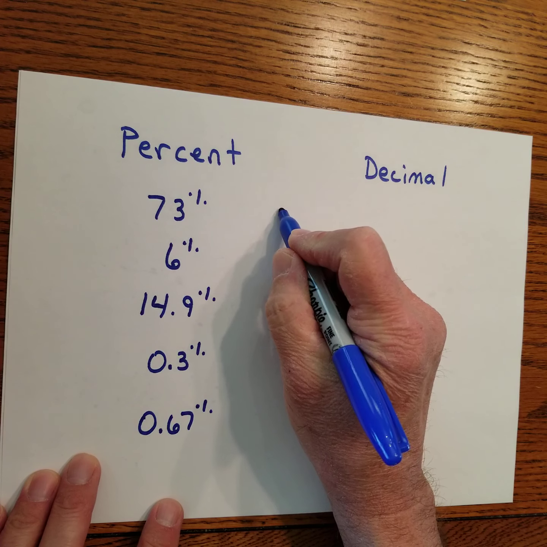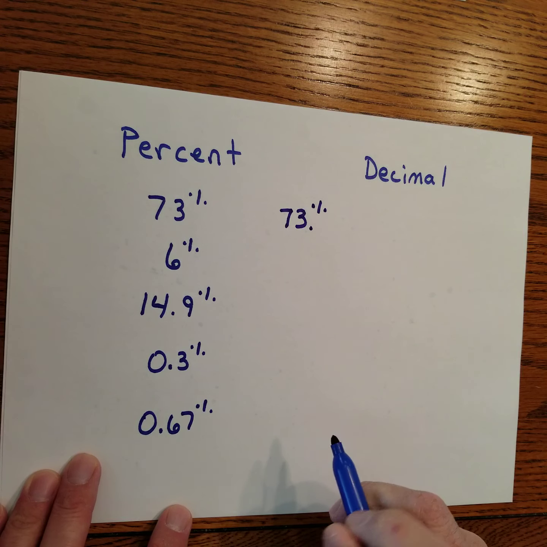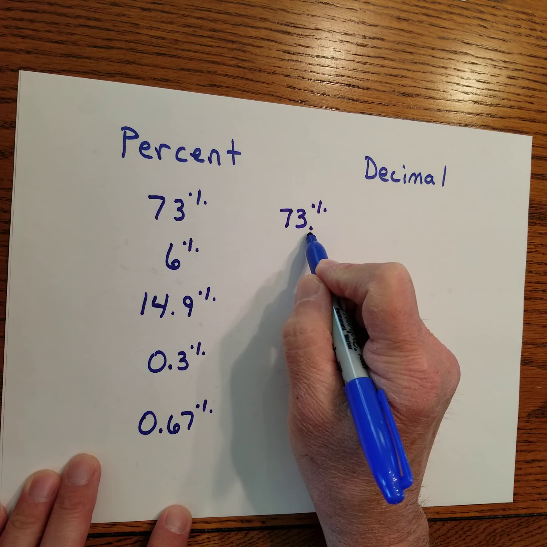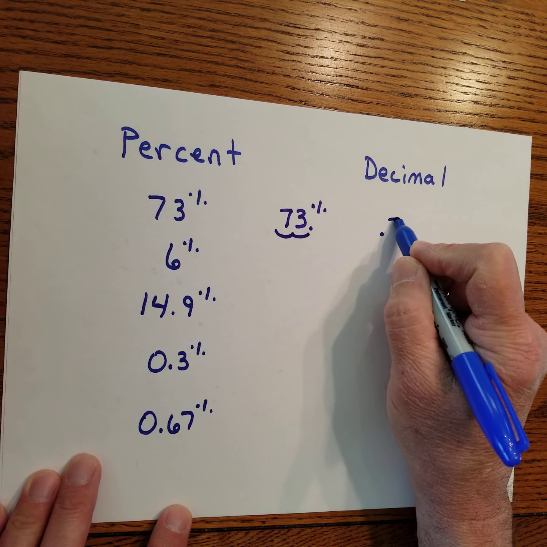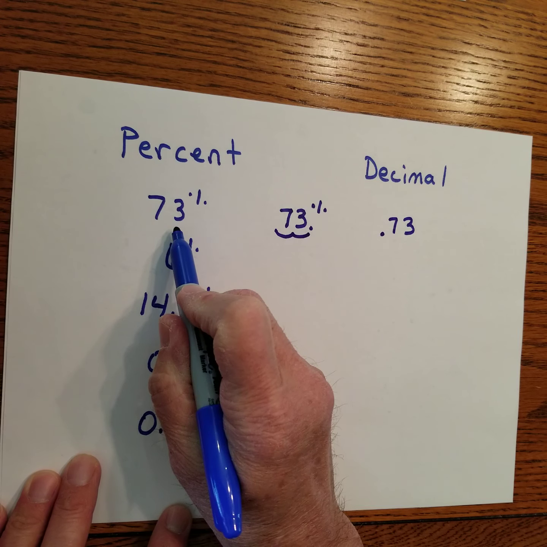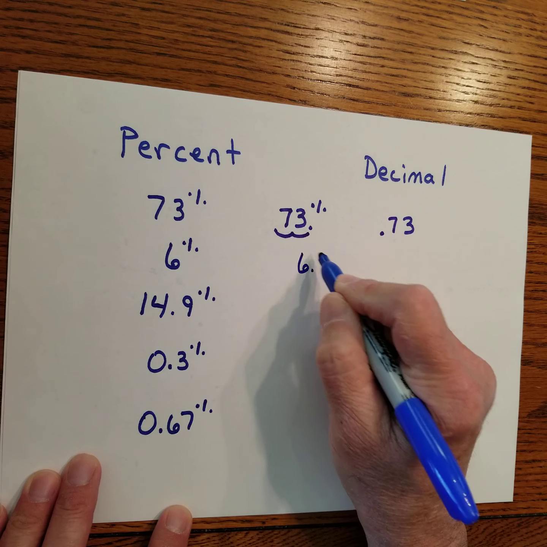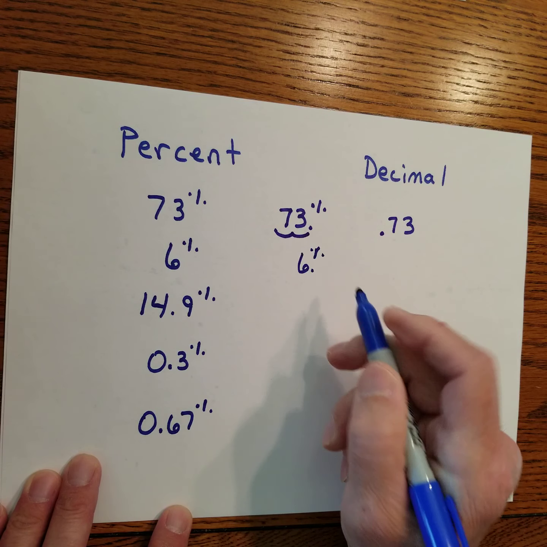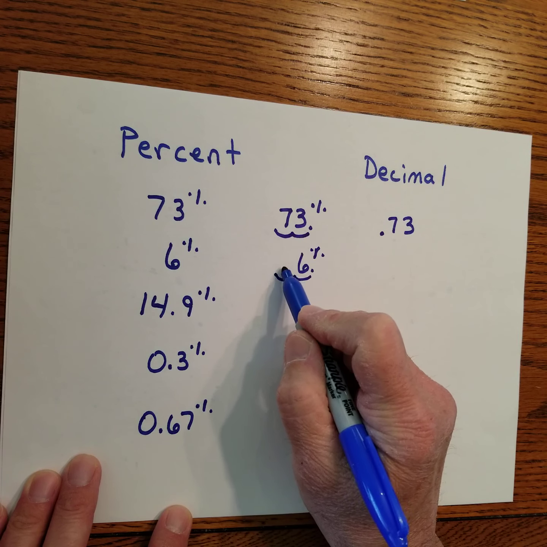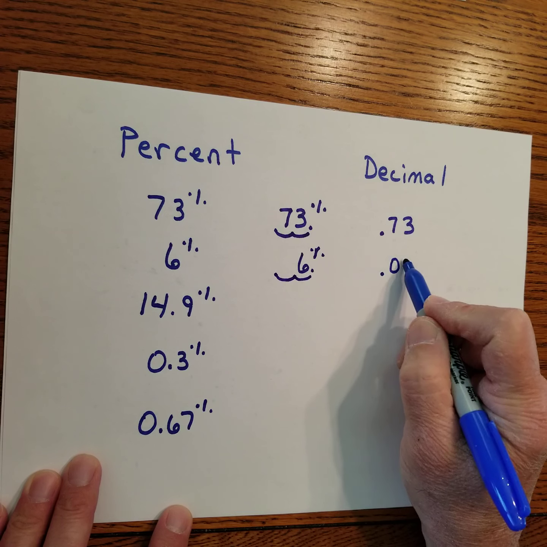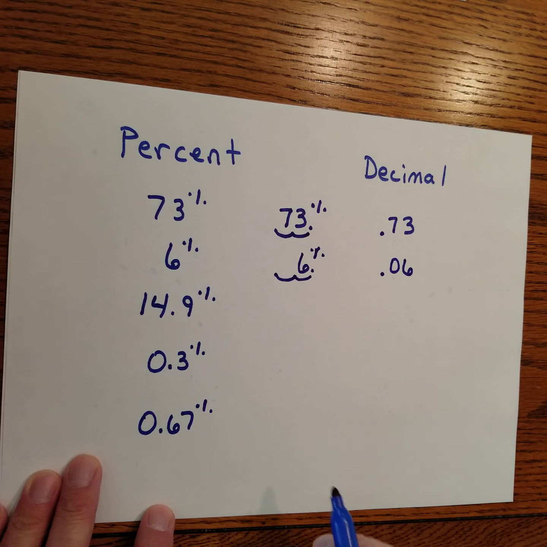If my percentage is 73%, I know that the decimal point is located here. To change that into a decimal, I'll always move the decimal point 2 spots to the left. 73% as a decimal is 0.73. 6% starts with the decimal point here. Move it 2 spots to the left, and now I have room for a 0 between the decimal point and the 6. 6% is 0.06.